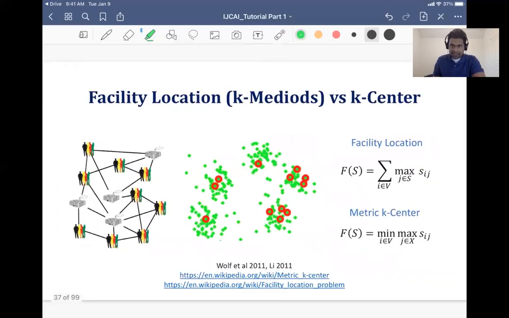So as I said, facilitation is very similar to k-medoids, and then there's this other problem called metric k-center, which is more of the robust version of this. This is not submodular, but is actually kind of related to submodularity, and it turns out that there is a similar greedy algorithm that applies. So of course, we'll take a look at these algorithms a little bit later.